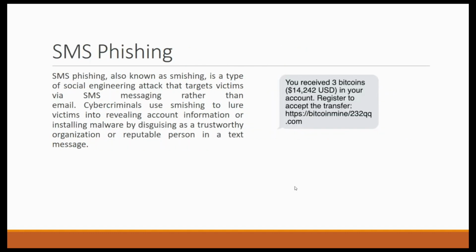Next, we have SMS phishing. It is also known as smishing. It is a type of social engineering attack that targets victims via SMS messaging rather than email. Cybercriminals use smishing to lure victims into revealing information or installing malware by disguising as a trustworthy organization or a reputable person in a text message. You can see a link here. It will be used to defraud someone.